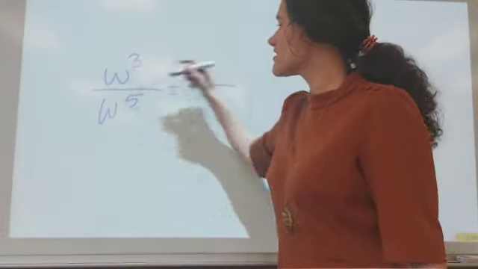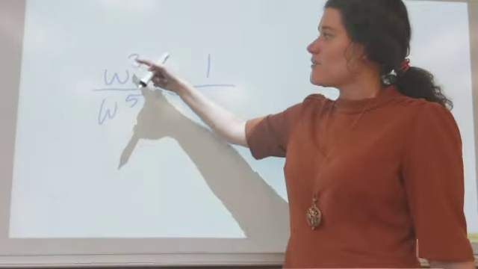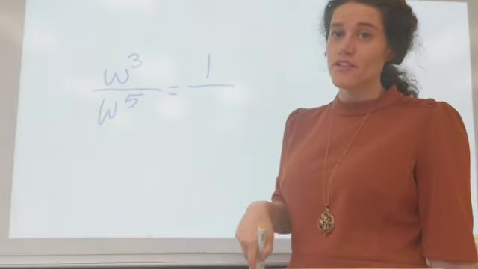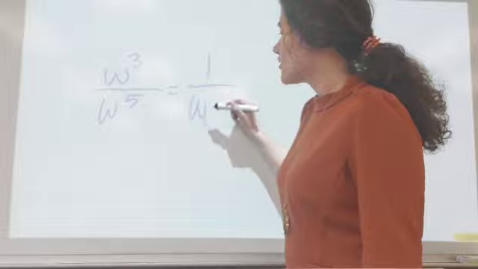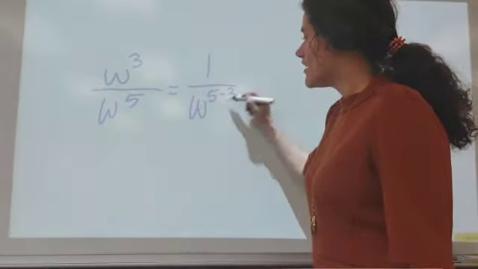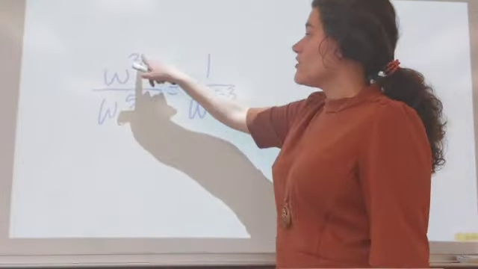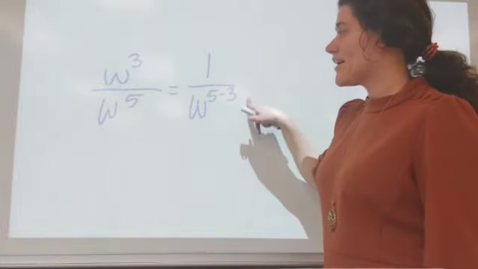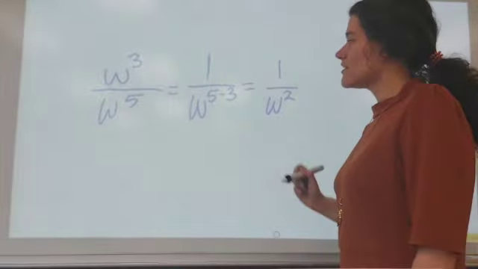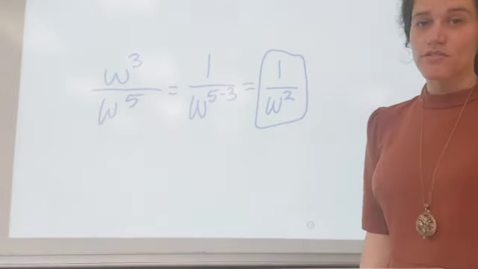So this right here, when we divide, it's going to become a 1. And now this w cubed is going to go down to the w to the 5th power. So we're going to do this subtraction underneath the fraction bar now instead of above it where it was before. So this is now 5 minus 3, but it's in the denominator. So we still get the same answer with 1 over w squared.